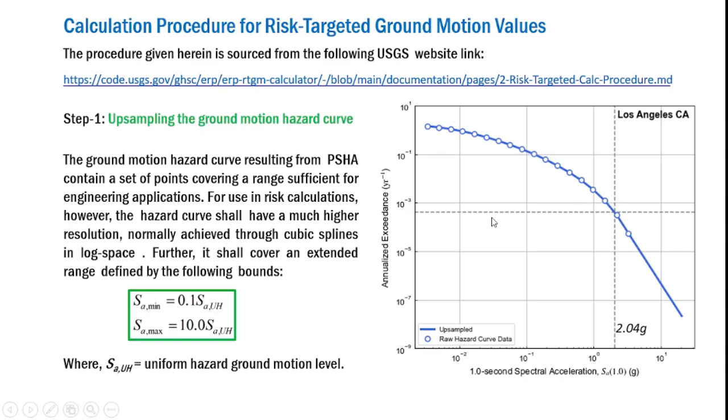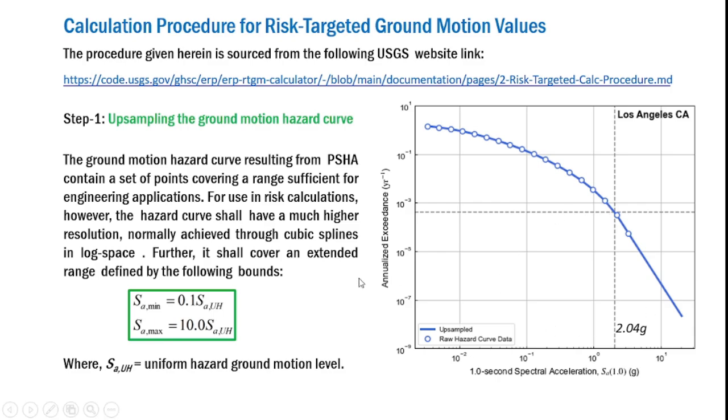But the problem here is that as we are focusing on the risk calculations, we need to do a lot of numerical integration, which requires that the hazard curve have a larger resolution. Normally we can do the so-called interpolation or extrapolation using the well-known cubic splines in the log space to achieve this purpose. Further, we should also ensure that the hazard data have an appropriately extended range so that we achieve the required probability levels.